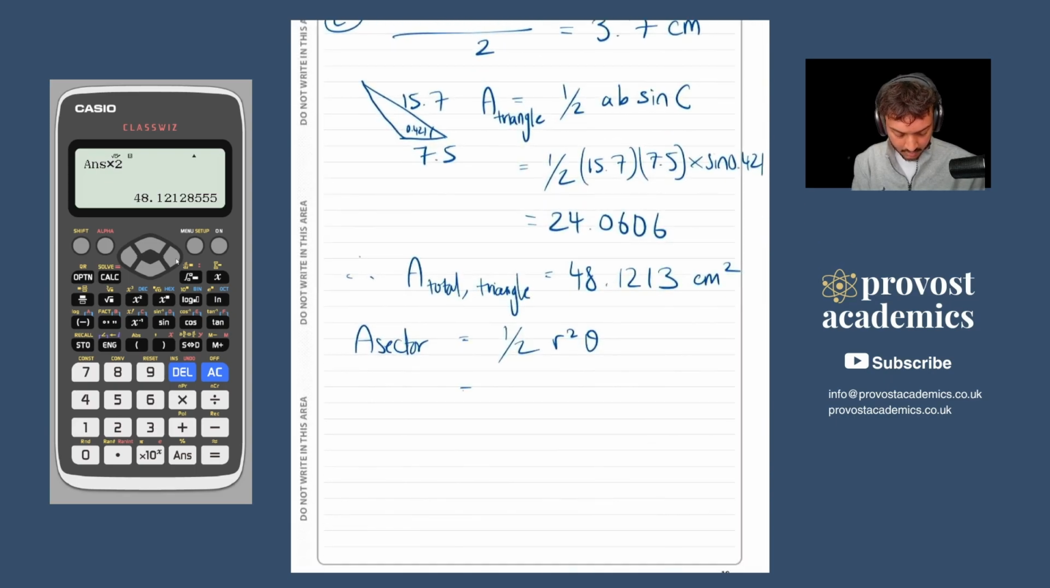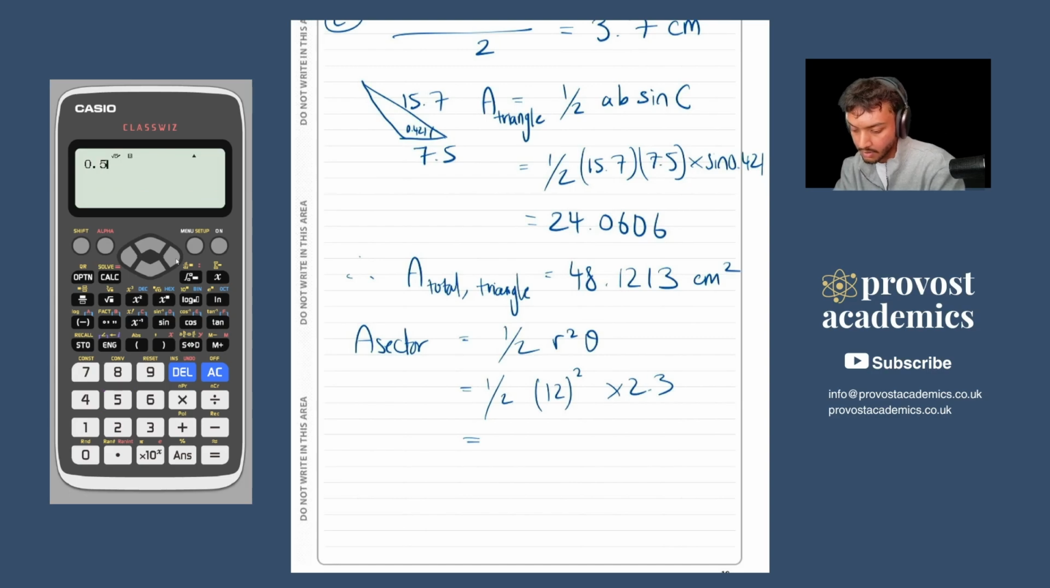So it'll be a half of 12 squared times by 2.3. Let's just put that into our calculator as well. Times by 12 squared, times 2.3. And how much is that?